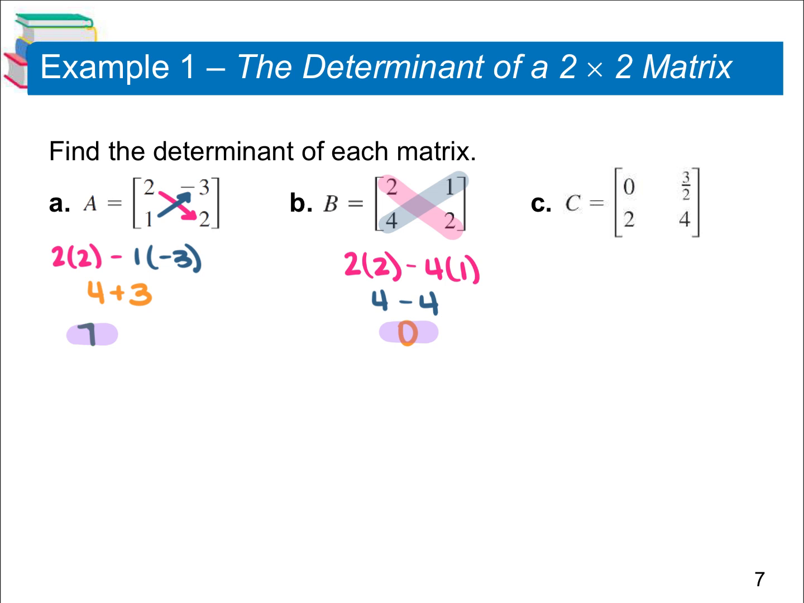For C, you have the matrix 0, 3/2, 2, 4. So we're going to start by multiplying top to bottom. So that'll be the 0 times 4. Then you will multiply bottom to top. So that's the 2 times 3/2. The 0 times 4 gives you 0. -2 times 3/2 is going to become -1 times 3, which is just -3. So 0 minus 3 gives you -3 for your determinant.